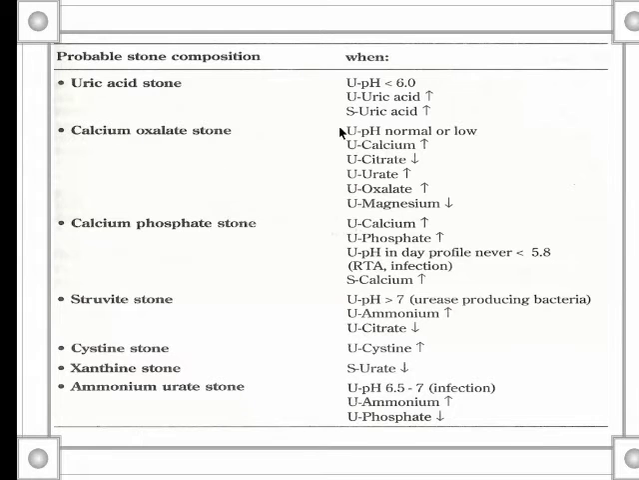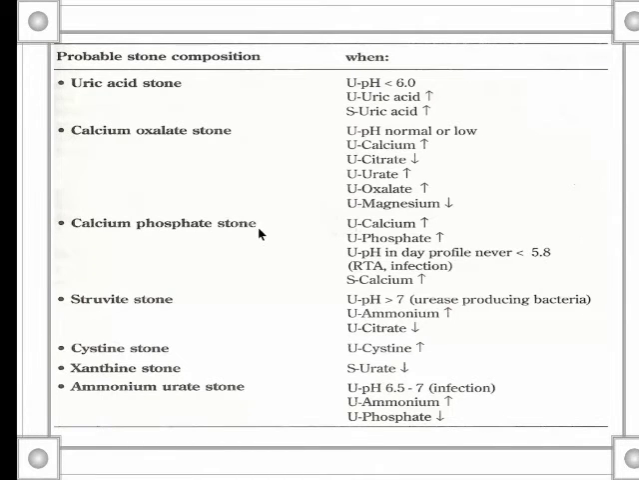Similarly, in calcium oxalate stones, urinary pH may be low or it may be normal, but you will find increased urinary calcium excretion. And citrate, which I told you is protective, is decreased in those patients. Urinary urate is increased, oxalate is increased, and magnesium, which is another protective factor, is also decreased. So protective urinary citrate and magnesium are decreased, whereas calcium, urate, and oxalate are increased.